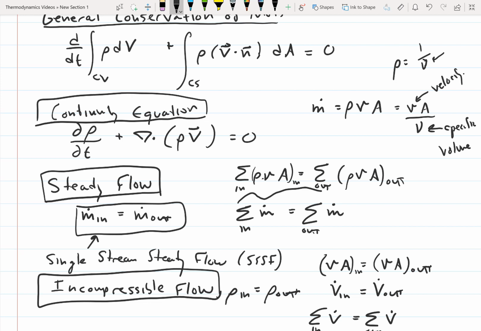I recommend going through and writing down the derivation yourself. I think that really helps to understand what's going on with the derivation.